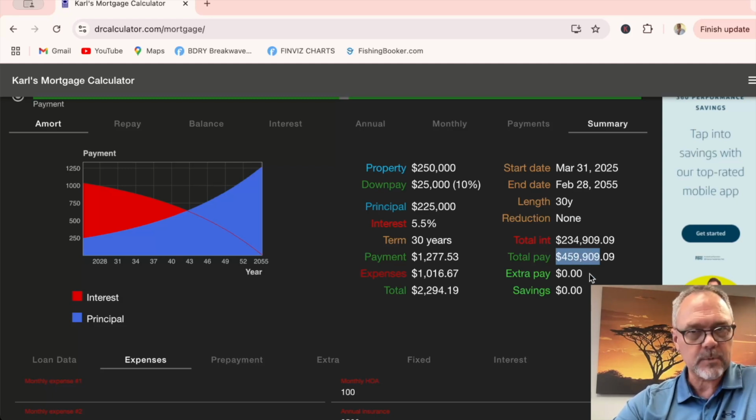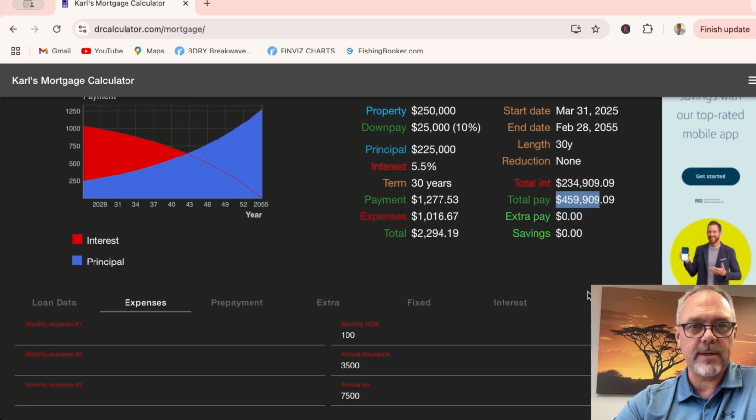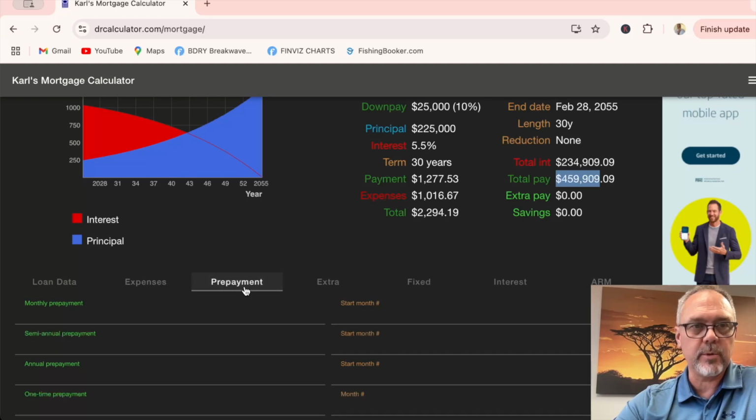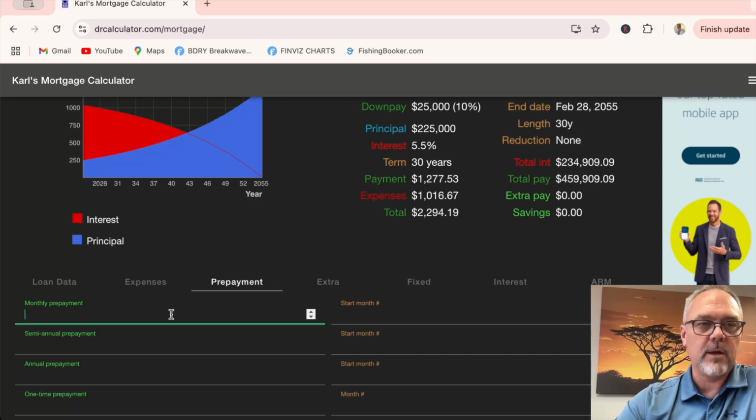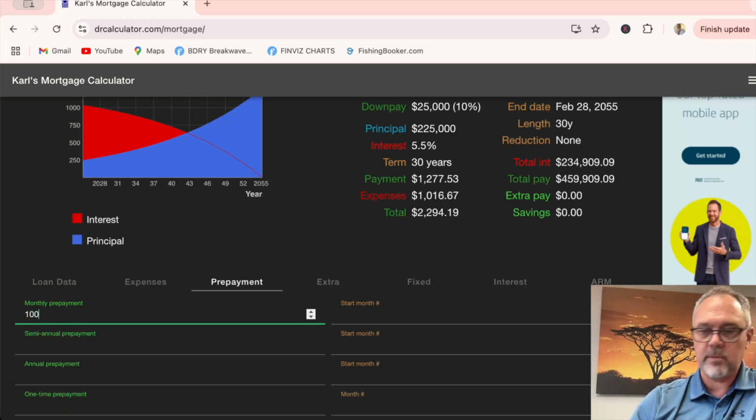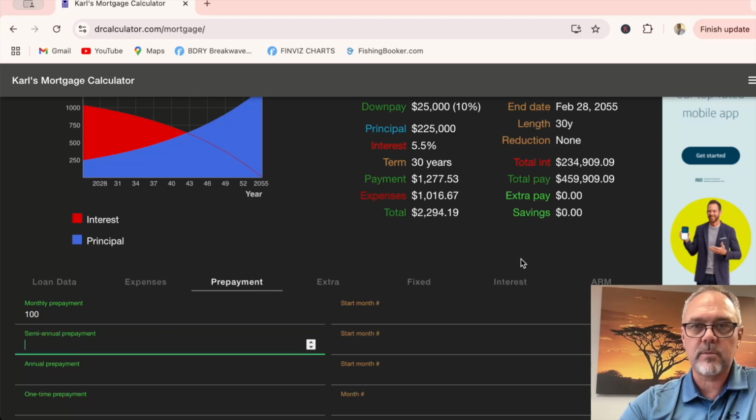And so what we're going to do now is we're going to go in here and add some extra payments or some prepayments. We're going to do a monthly prepayment. Let's say you have an extra $100 a month from the beginning. Let's go in there and put $100 a month, and let's see what that saves us. We'll hit enter here. Ding.